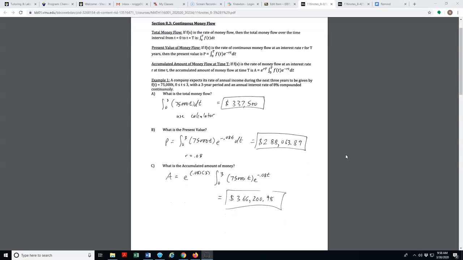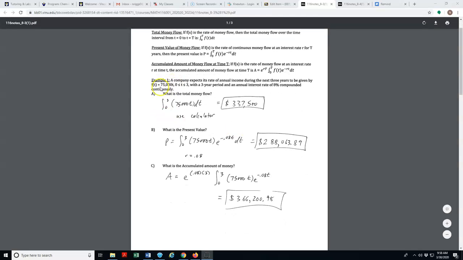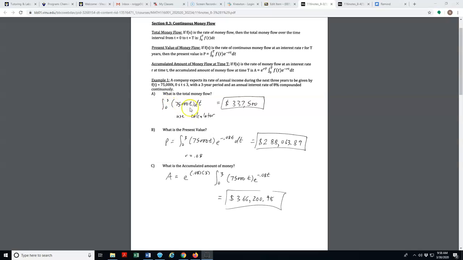So let's build that up with our first example. Here I am just going to go ahead and give you this f of t is 75,000 times t. So our total money flow, here we want to find a 3-year period. So I'm going to integrate from 0 to 3 of my function, 75,000 t dt, and I just threw that in my calculator and got out 337,500.